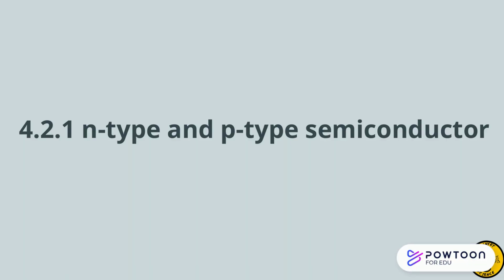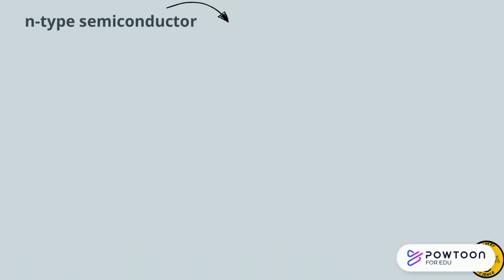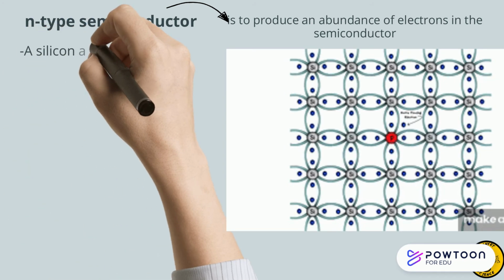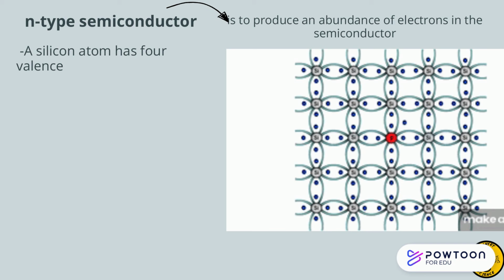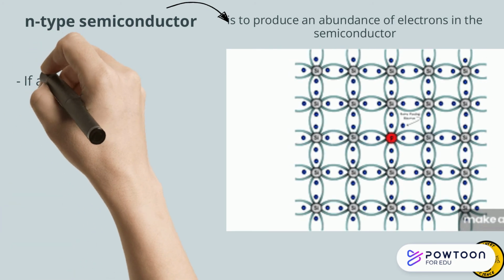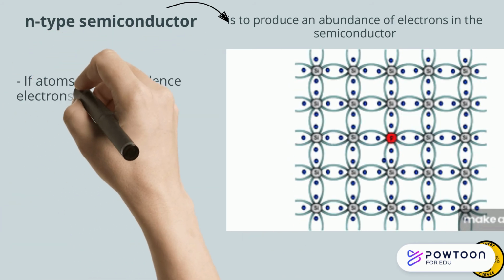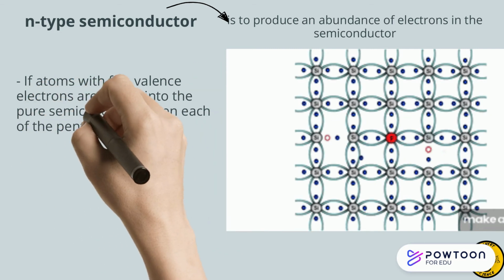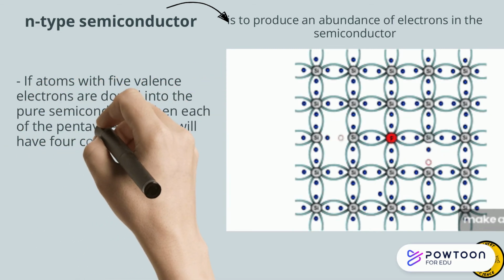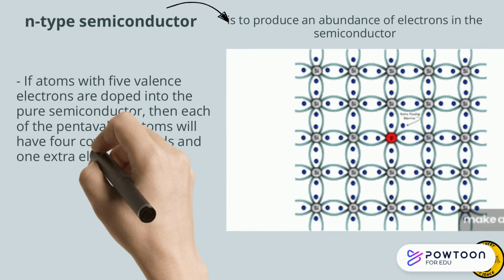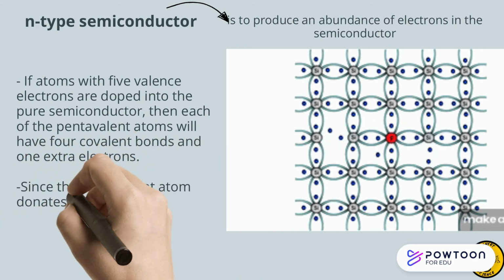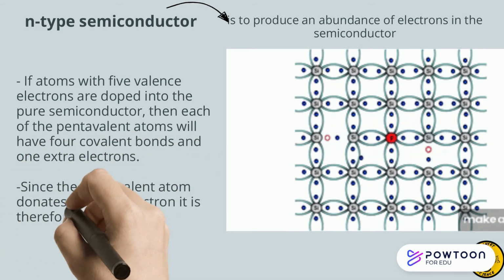N-type and P-type semiconductors. N-type is to produce an abundance of electrons in the semiconductor. A silicon atom has 4 valence electrons. If atoms with 5 valence electrons, pentavalent atoms, are doped into the pure semiconductor, then each of the pentavalent atoms will have 4 covalent bonds and 1 extra electron. Each of the pentavalent atoms donates an extra electron and is therefore called the donor atom.